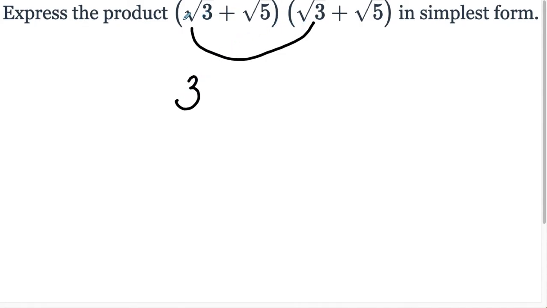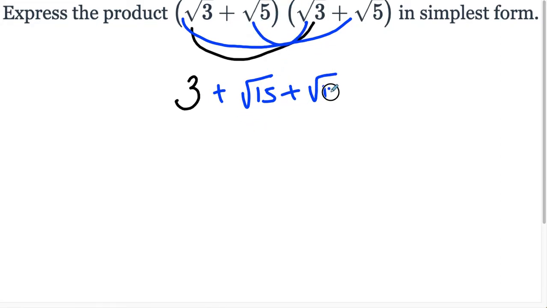All right, now my outers. So the square root of 3 times the square root of 5 becomes the square root of 15, which can't be reduced anymore. And then the square root of 5 times the square root of 3 is another square root of 15. And then my last is the square root of 5 times the square root of 5, which is a whole number 5. All right, so generally you want to get together your whole numbers.